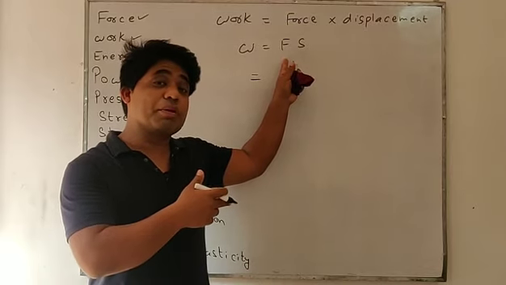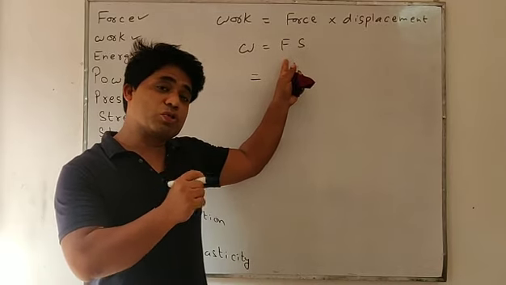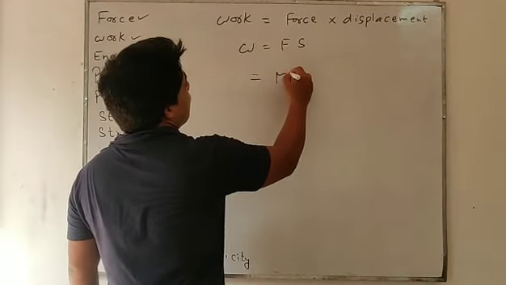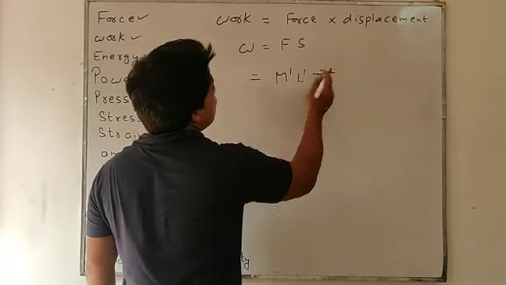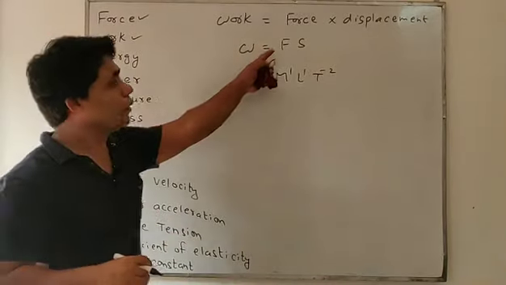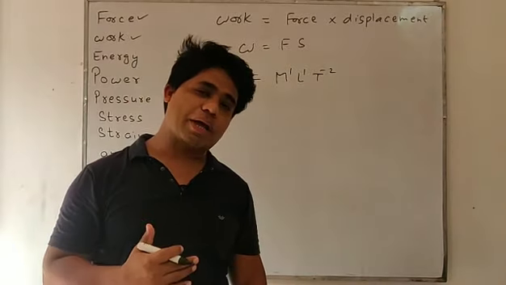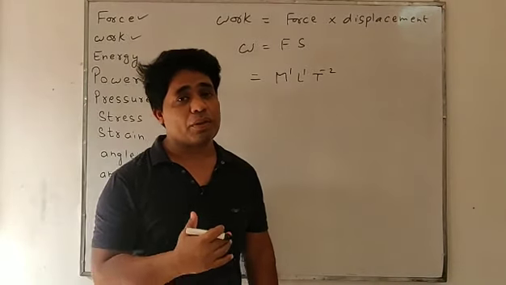But we just did in the previous one the dimension of force. What is the dimension of force? M1 L1 T minus 2. So we can write M1 L1 T minus 2. And if you want to find it, then you can open the formula: force is mass into acceleration, and further acceleration is velocity by time, and further velocity is displacement by time.